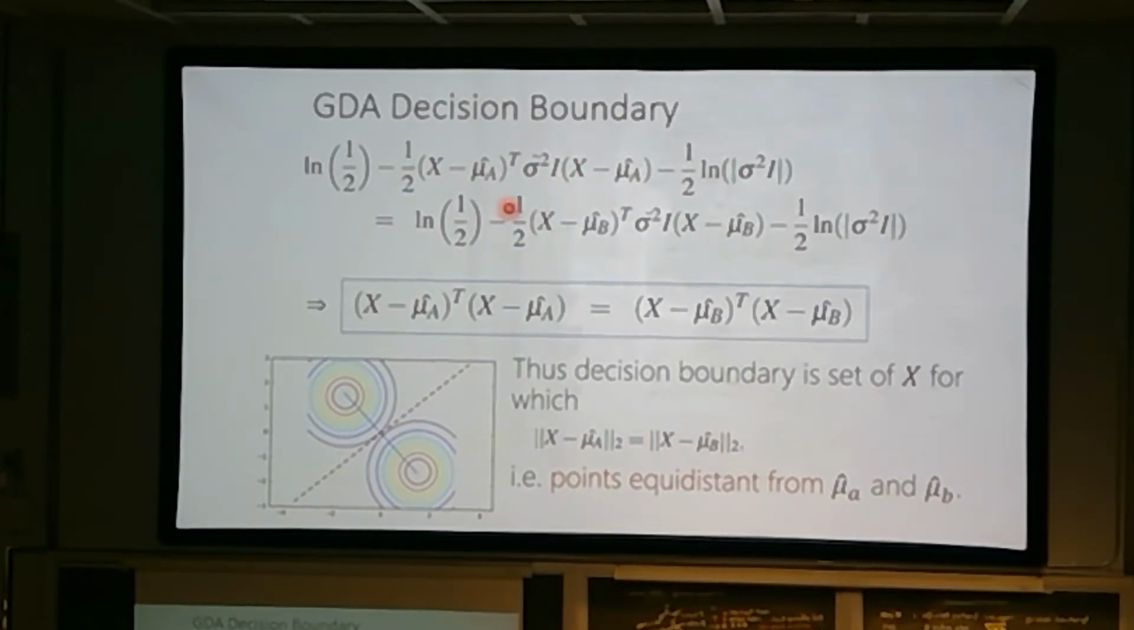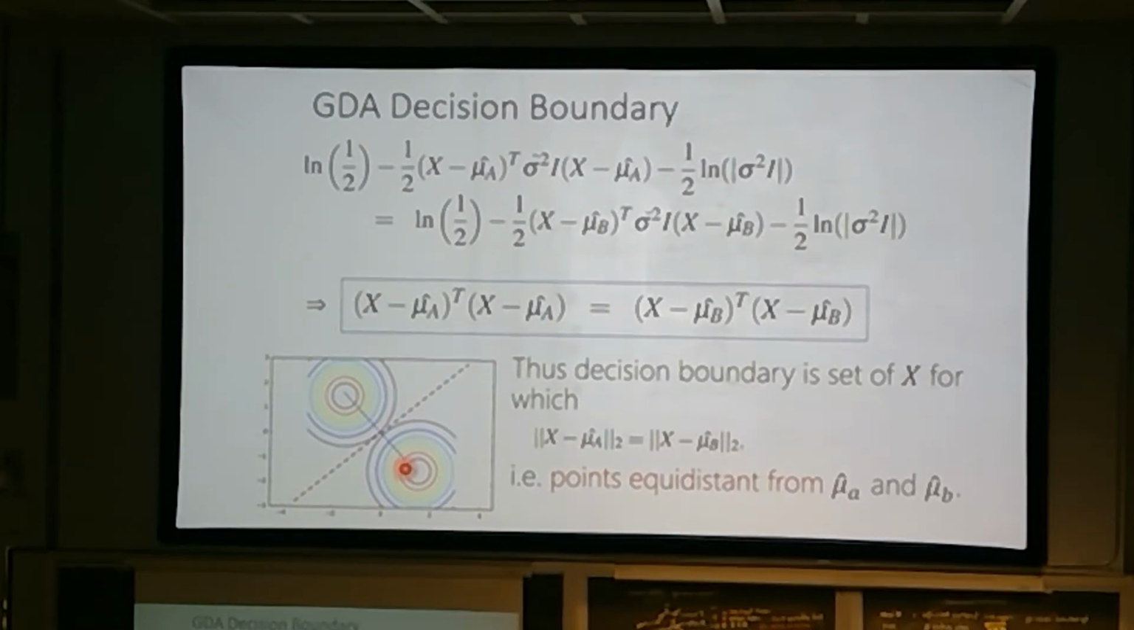Now if you work through all of this, what you find out is the function of x you get is this. You have a quadratic within the mean of A. Basically, I can rewrite this as a norm, and it is saying that the decision boundary is anywhere where x is equally far from each of the two centers. That's only true when I have a diagonal covariance, because that was an assumption I made when going through this math.